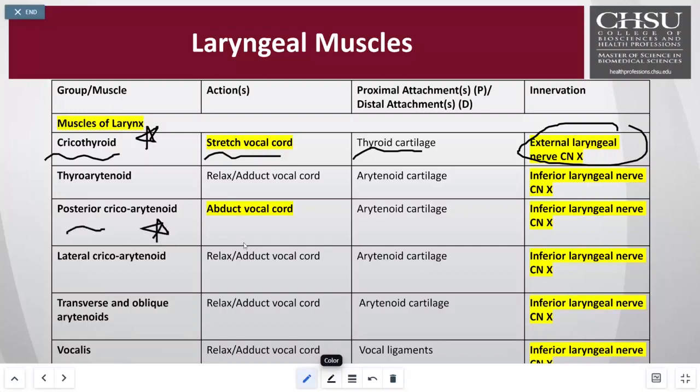Okay, this is the one that will abduct the vocal folds. Abduct. So remember, the vocal folds are two lines, right? They can either open up or go in. So this is the one that opens it up, so more air can pass through. And then the overlapping innervation is cranial nerve number 10.